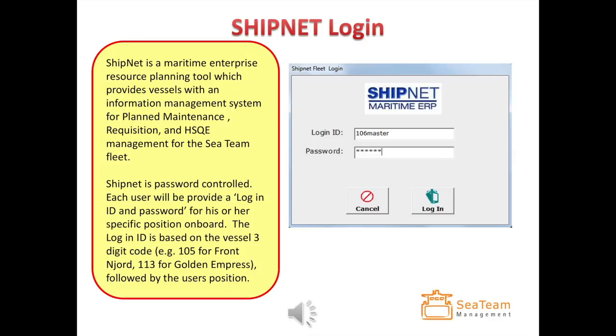ShipNet is password controlled. Each user will be provided a login ID and password for his or her specific position on board. The login ID is based on the vessel 3-digit code, for example 105 for Front Nord, 113 for Golden Empress, followed by the user's position.